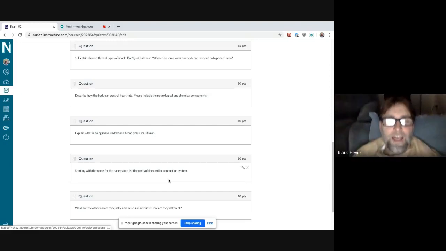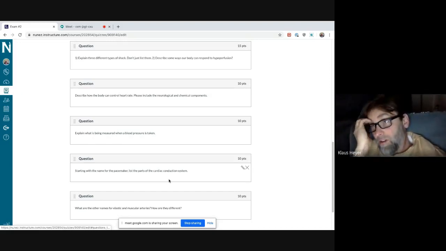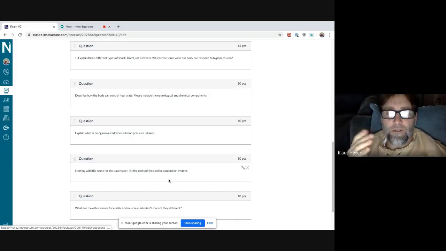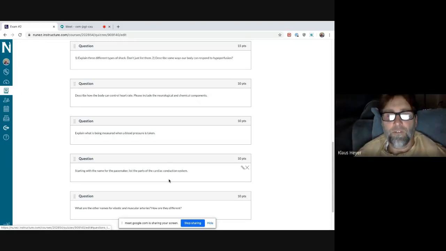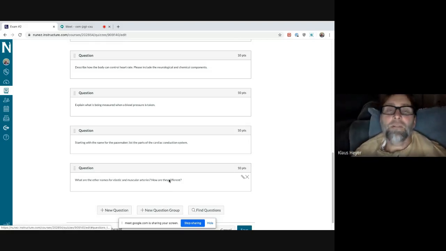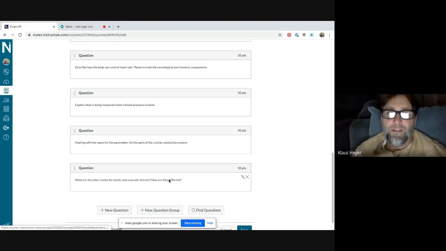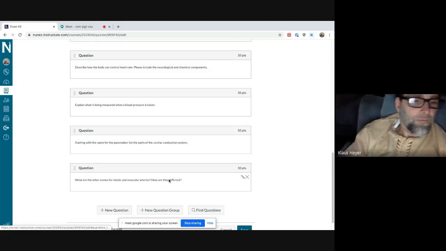What are the other names for elastic and muscular arteries? Well, those are conducting and distributing arteries. And they're different in their location, right? So the elastic arteries are closer to the heart, muscular further away. And as the name implies, elastic has a thicker tunica media. Like the tunica media has a thicker layer of elastic in elastic arteries, and then in muscular arteries, the muscular layer of the tunica media is thicker.